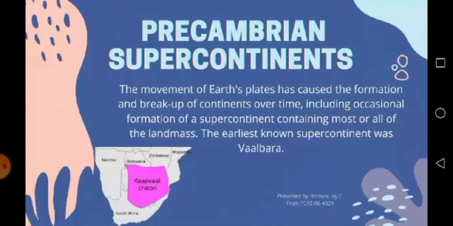Precambrian supercontinents. The movement of Earth's plates has caused the formation and breakup of continents over time, including occasionally the formation of a supercontinent containing most or all of the landmass. The earliest known supercontinent was Vaalbara. It formed from protocontinents and was a supercontinent 3.636 billion years ago.